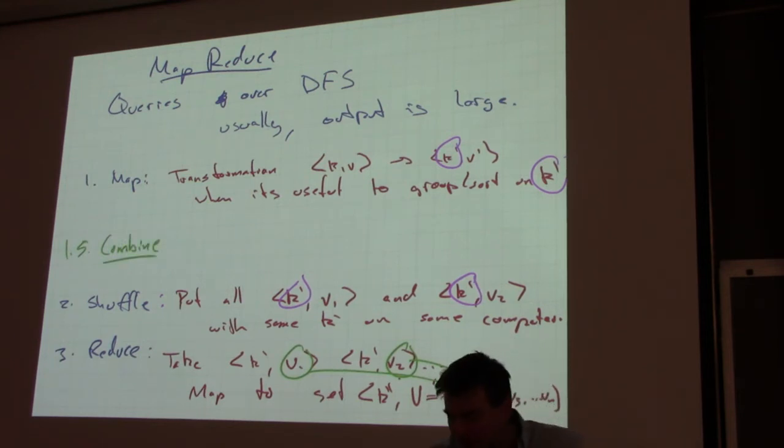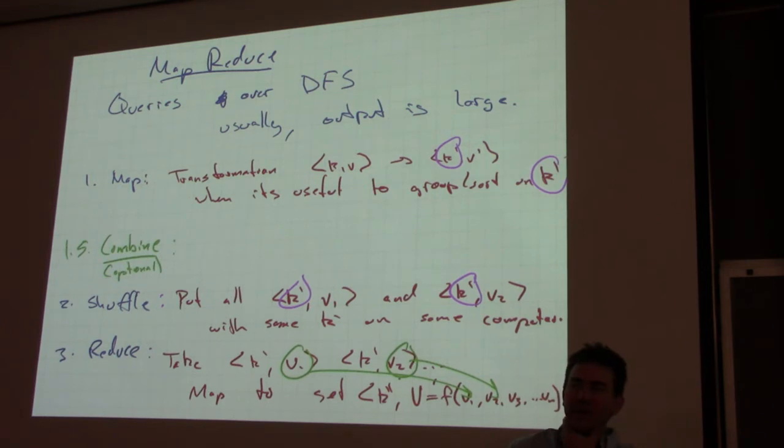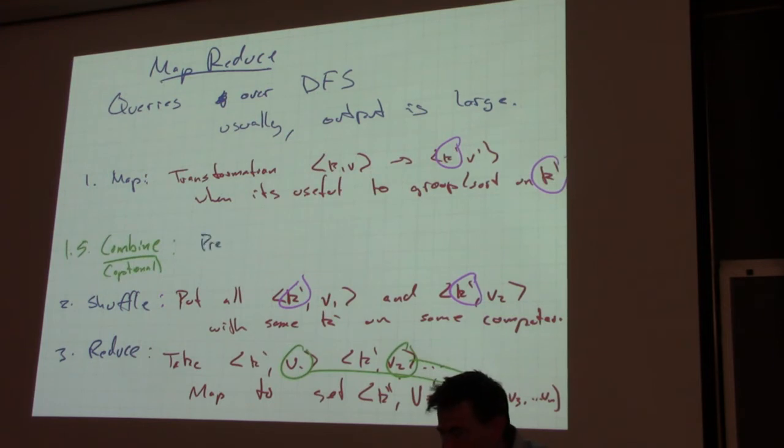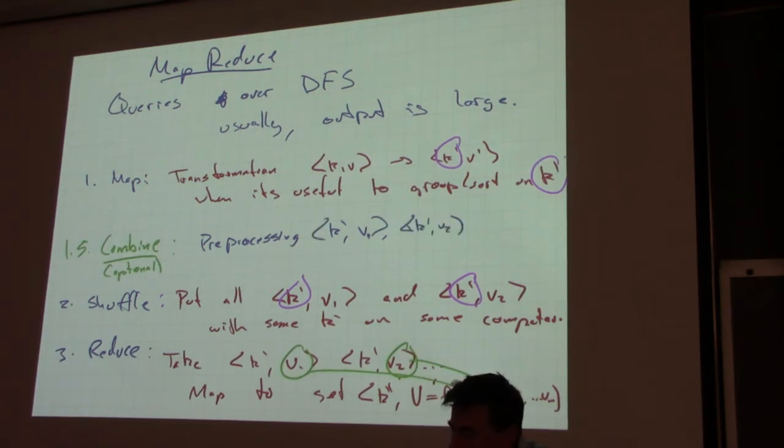There's a combine step, and this is optional. The idea here is that for all the key-value pairs coming out of one computer, you might do some pre-processing before the shuffle step. So this is pre-processing K' V1, K' V2 on the same computer before doing the shuffle.